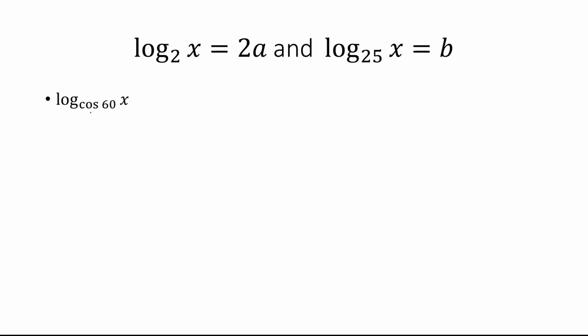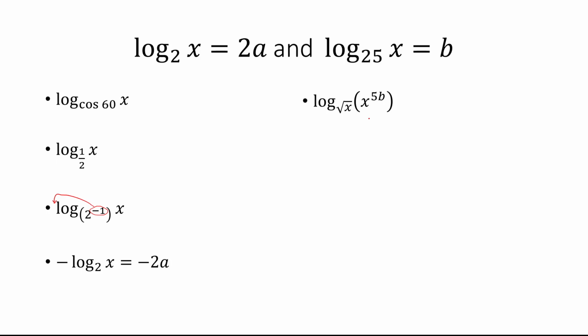Next one is log base cosine of 60 degrees of x. Cosine of 60 degrees is just 1/2. And notice 1/2, we can write that as a power of 2, because obviously we want to use log base 2 of x. So that's 2 to the negative 1. And then the negative 1 comes outside as a reciprocal, but the reciprocal of negative 1 is just itself. It's just negative 1. And then log base 2 of x is 2a, so we get negative 2a as our answer.